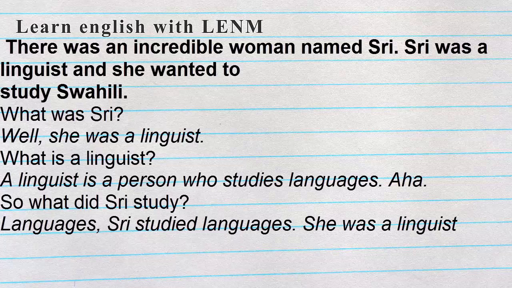There was an incredible woman named Shri. Shri was a linguist, and she wanted to study Swahili. What was Shri? Well, she was a linguist. What is a linguist? A linguist is a person who studies languages. Aha. So, what did Shri study? Languages. Shri studied languages. She was a linguist.